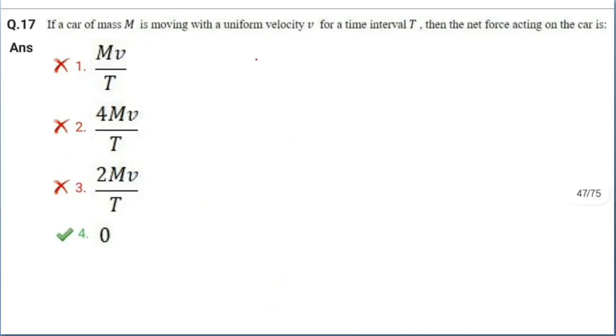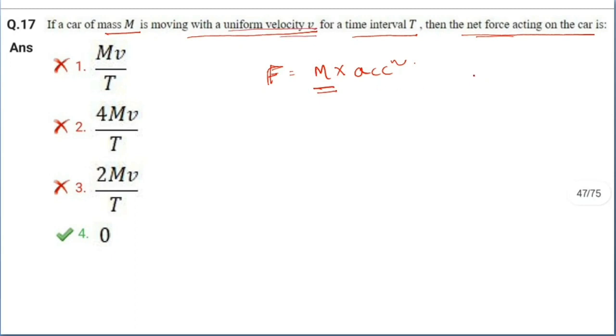Then next question, question number 17. If a car of mass capital M moves with uniform velocity v for a time interval t, what is the net force acting on the car? Force is given as mass into acceleration, but here the mass is given as capital M. The car is moving with uniform velocity, that means constant velocity. If the velocity is constant, what is the acceleration? Acceleration is the change in velocity, and velocity is a vector. Acceleration is dv by dt. If the velocity is constant, then acceleration is 0. So the net force acting on the body is 0. Option 4 is the correct one.